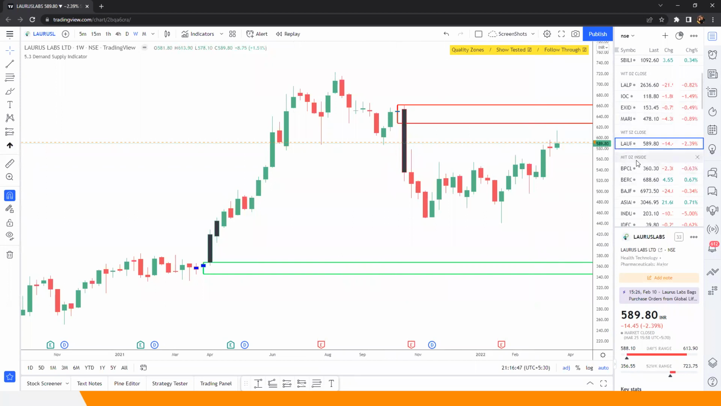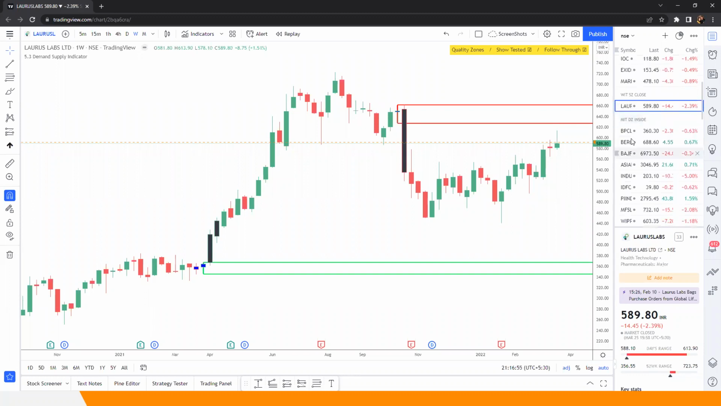Now we can also use this if I want to find the scripts which are currently trading inside a monthly demand zone or a weekly demand zone or a monthly supply area or a weekly supply area. So here you can see it tells me MIT, which means monthly income trade, but we have a demand zone, and this month, the low of that month would be inside of that demand area.